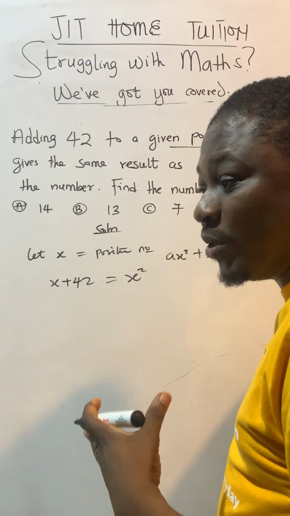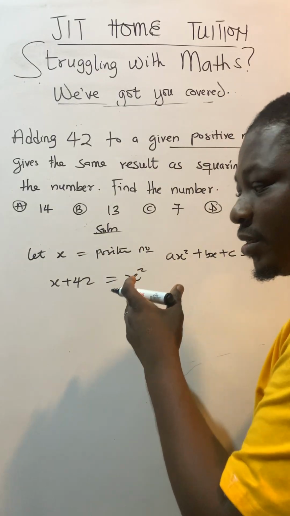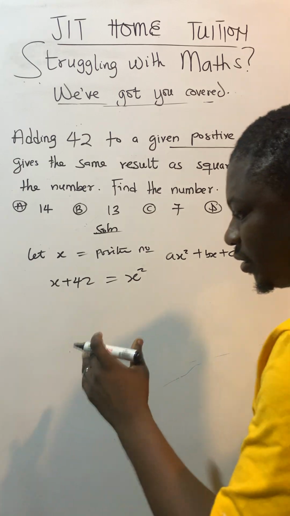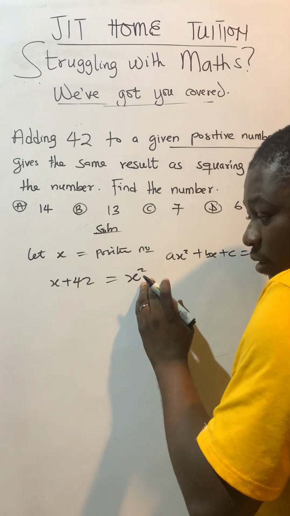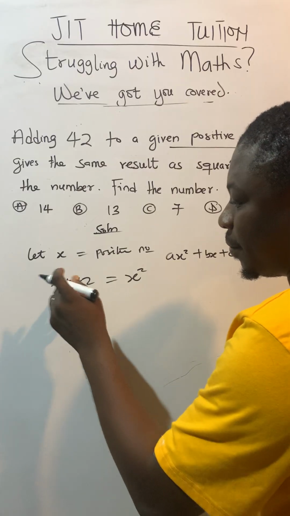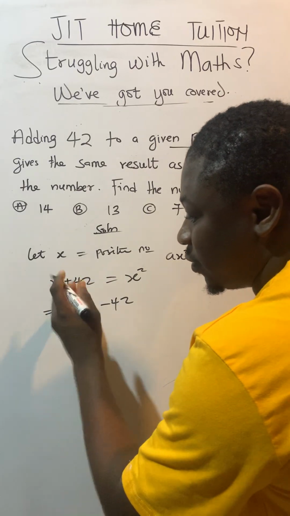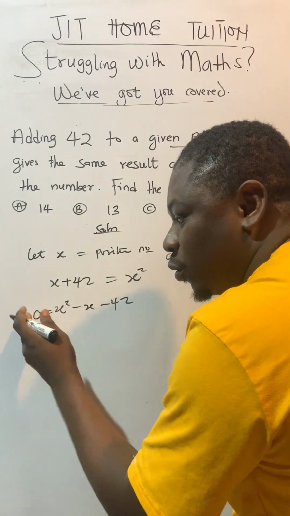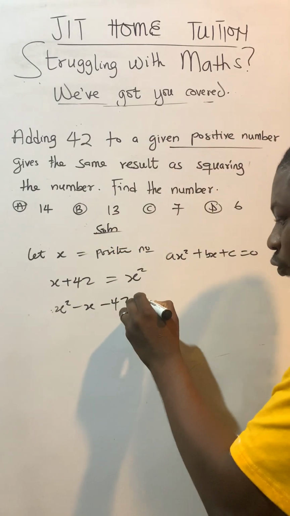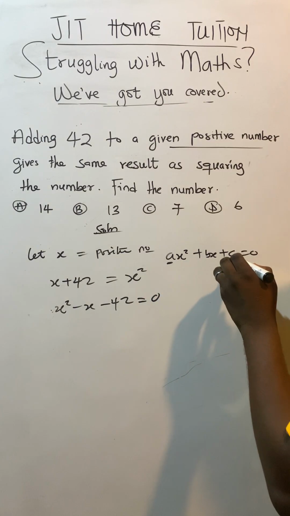I prefer to always let the x squared side be positive. So you can move it to this side, or you can move this one. Either way, you will get it. So you have x squared minus x minus 42. Ideally, because you moved it to this side, it should be equal to 0 here, but you can also bring it here.